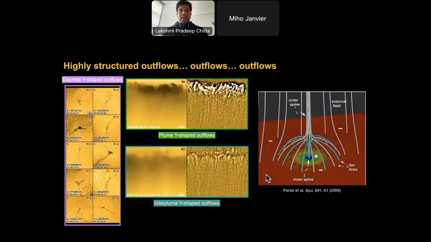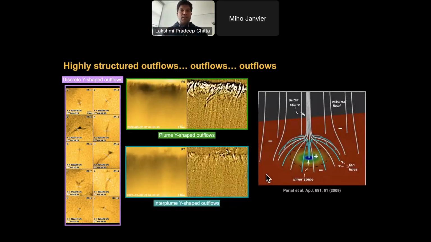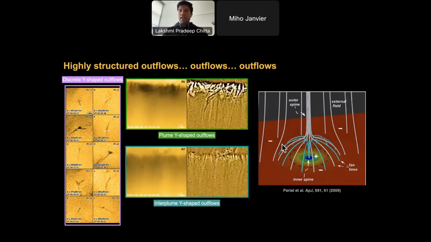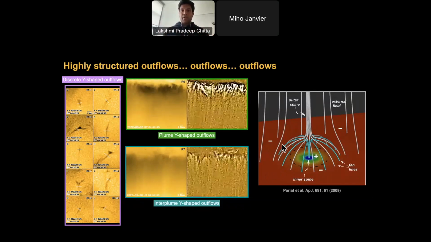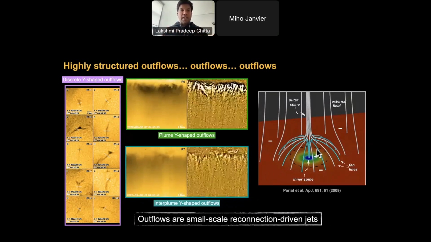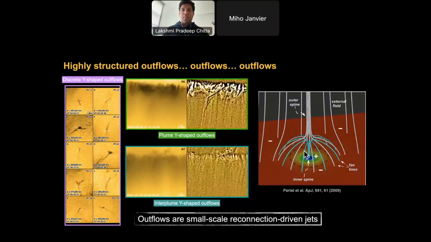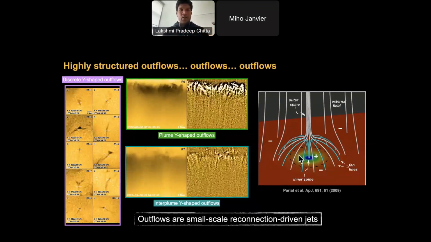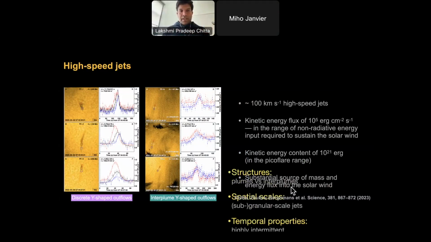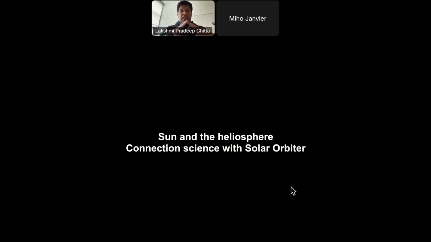All of these could be understood as signatures of magnetic reconnection when we have small parasitic polarities embedded in the open field region. The interaction between these parasitic polarities and the open field region could trigger a reconnection to generate these outflows. So we think that small scale reconnection is the cause of these outflows. But because the coronal hole is entirely filled with this type of jets, it could actually be that these form a substantial source of the solar wind as well.